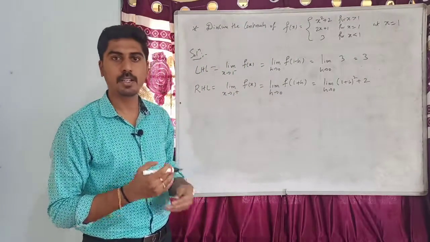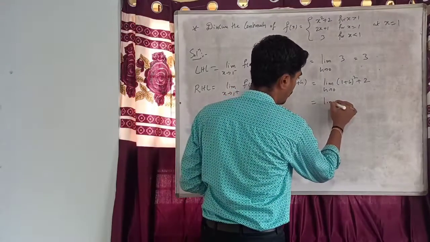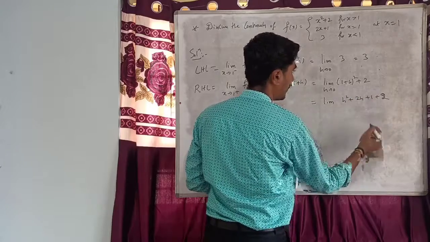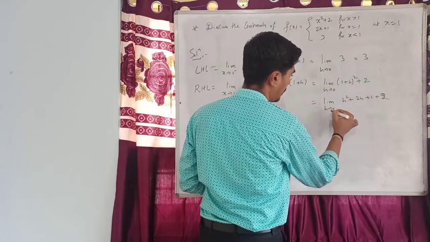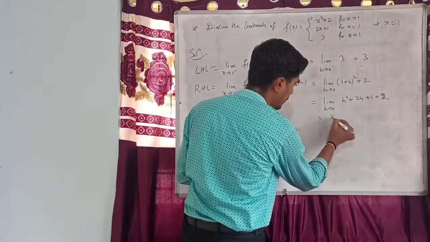Let me expand this and take the limit as h tends to 0. This is equal to the limit of h square plus 2h plus 1 plus 2 as h tends to 0. As h tends to 0, I get 3 here.